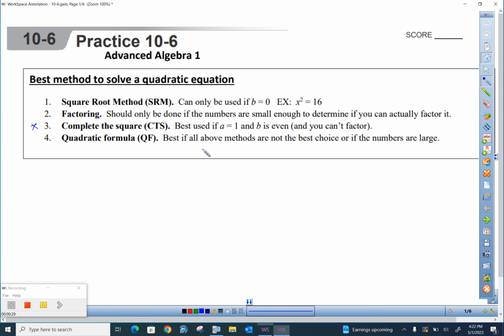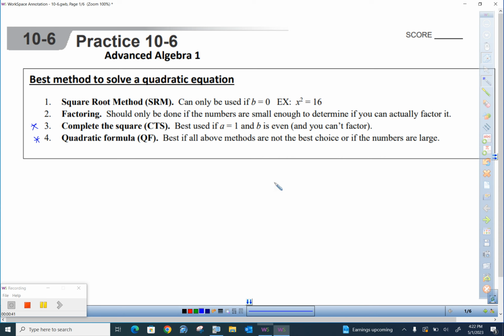Completing the square works every single time, but we only talked about when A is 1. And it's nicer when B is even, but you can actually solve. Quadratic formula also works for every single type of problem, but that doesn't necessarily make it the best.